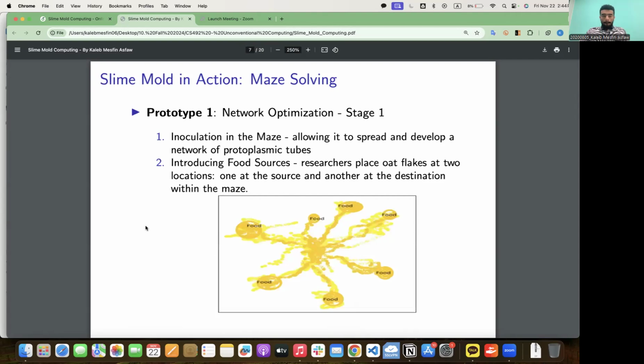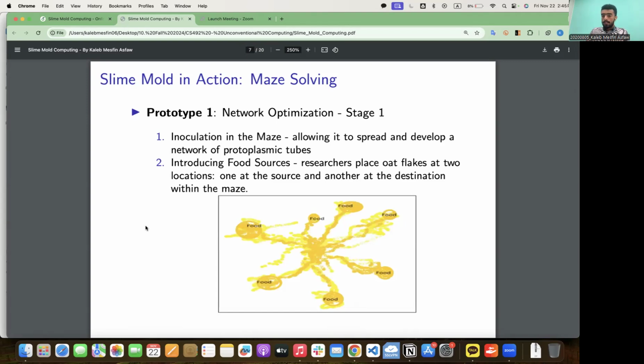So we will see two main mechanisms where slime mold solves a maze. The first mechanism is by spreading itself out to the entire maze and trying to reach the destination. And two, with the action of the chemoattractants and repellents, which force it to reach the optimal solution. Let's see the first stage. So the first prototype, how does it optimize its network?